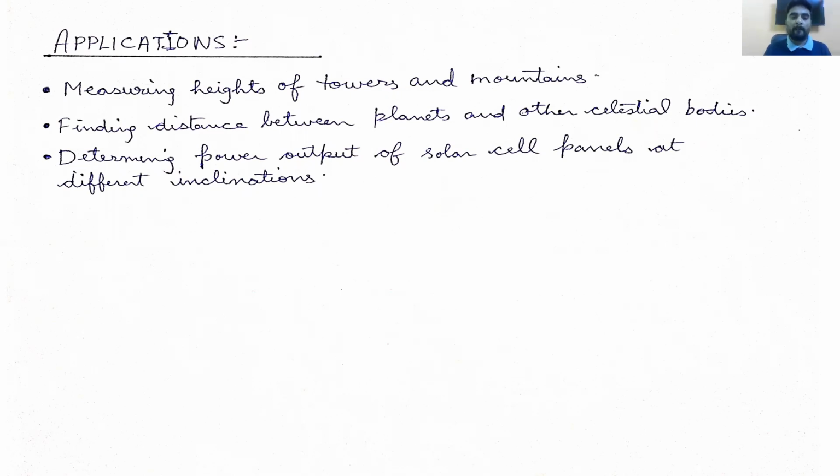Now, the third application is determining the power output of solar cell panels at different inclinations. We all know that solar cell panels are inclined at different angles. So with the help of trigonometric ratios, we can work out the best angle to get the maximum output in a solar cell. Okay, so that's about it for this particular topic, trigonometric ratios. I believe you have understood it.